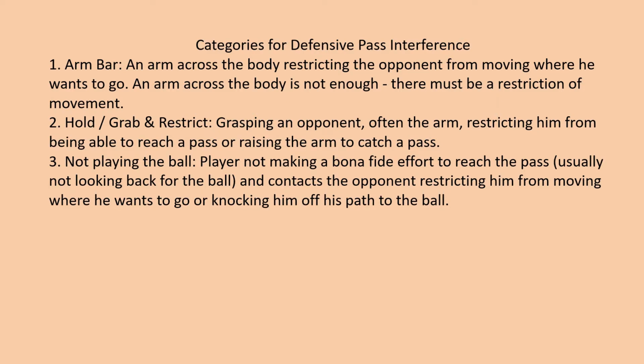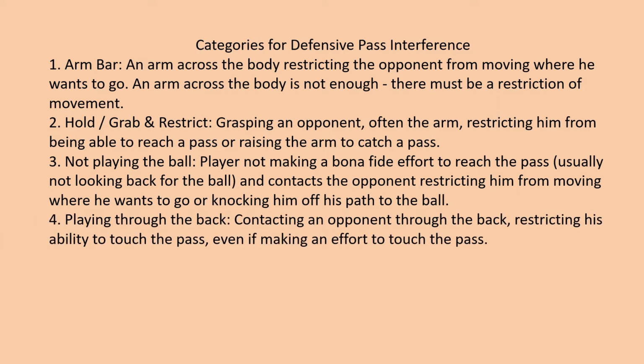Third one is not playing the ball. Now, this one kind of has two different aspects. If we see a defender simply make contact with a receiver, and this typically happens just as the ball arrives, and he's not playing the ball, he's playing the receiver, well, we very well could have defensive pass interference, and depending on the severity of the contact, it could also be extensive contact on a defenseless player, right? But if they're playing the ball, if they're both going up trying to get to the same spot and there's contact, we're going to let that go because he is playing the ball, if that makes sense.